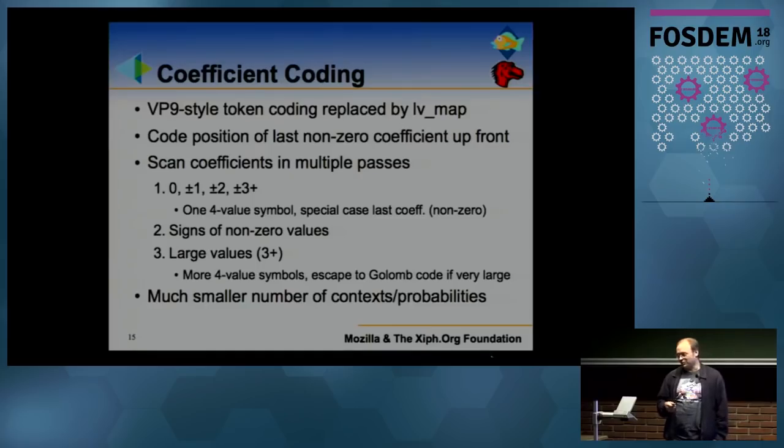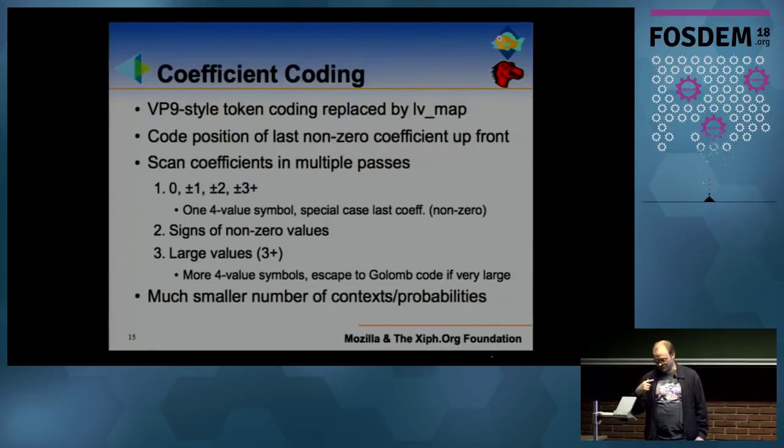Coefficient coding. We completely threw away the old stuff and replaced it with something else. It's this new thing called LVMAP. Basically what it does is up front you code the position of the last non-zero coefficient, and then you scan the coefficients in multiple passes. The first one sort of says, are you a 0, a plus or minus 1, plus or minus 2, or something bigger than 2? And that's coded with a 1-of-4 value symbol. And then you code all the signs of all the non-zero values in a separate pass. And then in your third pass, you go back and find all the things that were bigger than 2 and code all those large values and say exactly which value bigger than 2. And all of these use context based on all the stuff that you had already previously decoded in the previous passes.